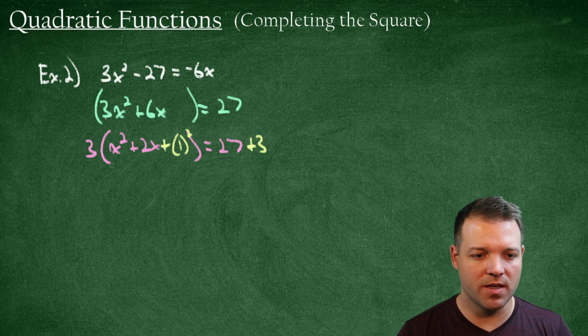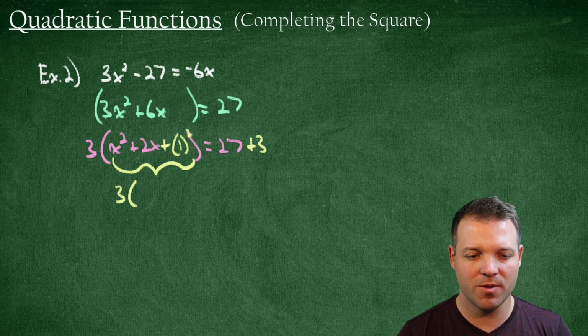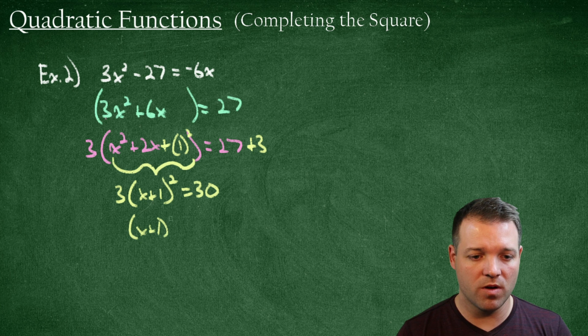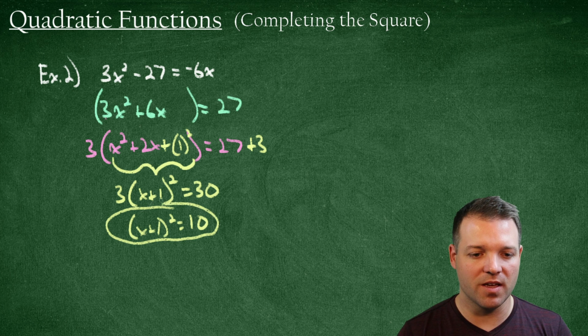Let's go ahead and we will factor this guy. So this is going to be 3 out front. Don't forget about that GCF. And this is going to be x plus 1 squared is equal to 30. And now I'm going to go ahead and divide both sides by 3, getting x plus 1 squared is equal to 10. And really, this is kind of like, yes, I did it.